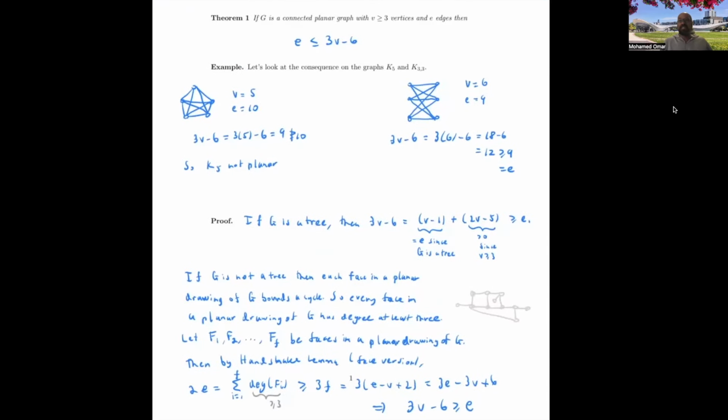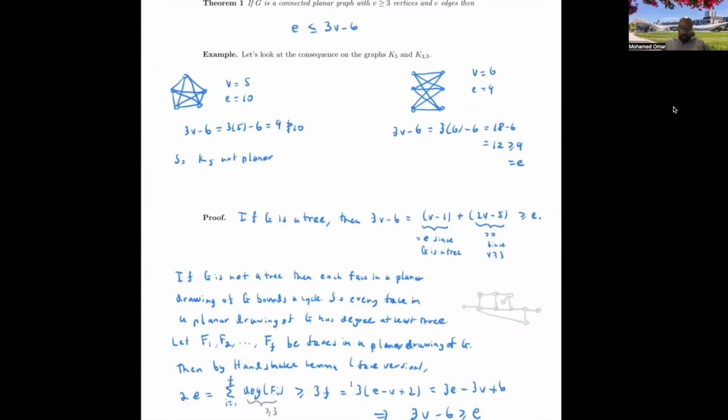Okay, this is great. This is one way to rule out that a particular graph is planar. Now, there's something even more interesting about this argument, which is that you can strengthen it if you look at the way that we proved it. Here, our argument effectively was that twice the number of edges is the sum of the degrees of the faces, and each face has degree at least three.